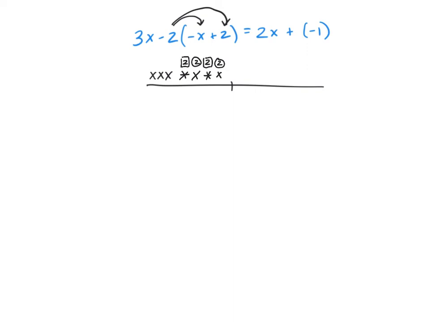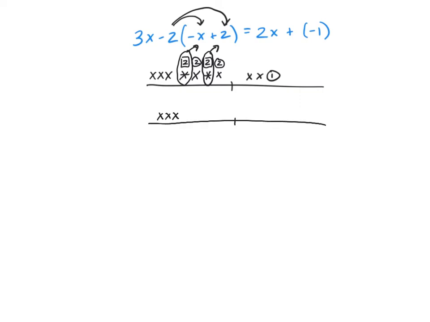And then I need to remove the -x and the +2. So this part right here is gone and this part right here is gone. And that's now my original setup on the left-hand side. On the right-hand side, we have 2 x's and a -1. So let's clean this up a little bit.